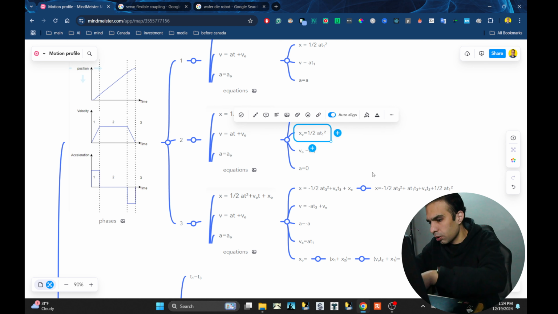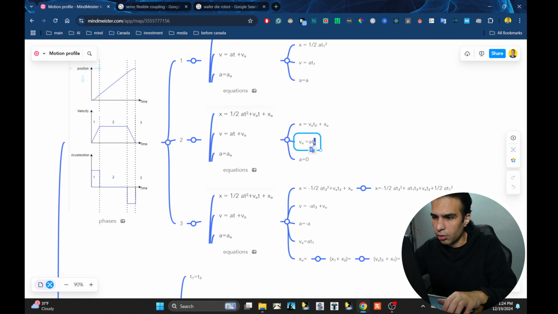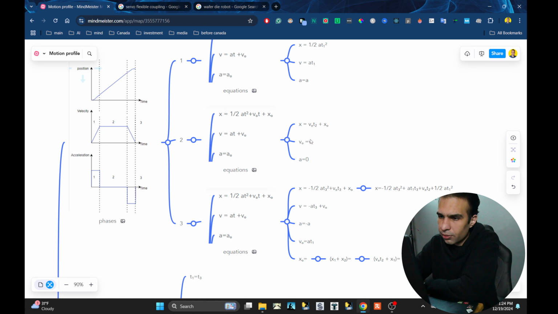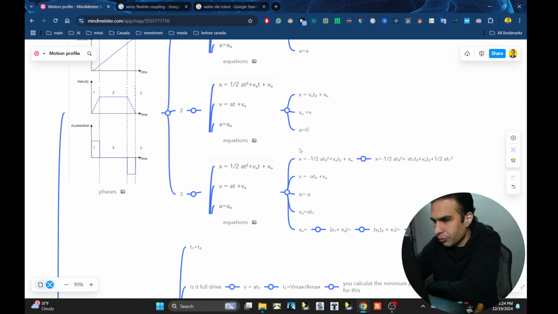Okay, so this one is wrong. Yeah, this one also is v. So this one is wrong. So yeah, the a is zero. Okay, so this one is the correct formula. So please forgive me for the mistake.